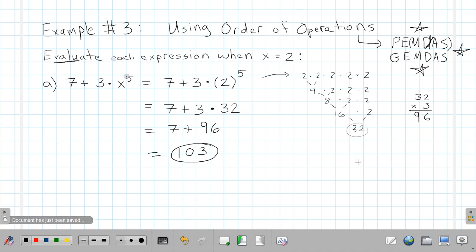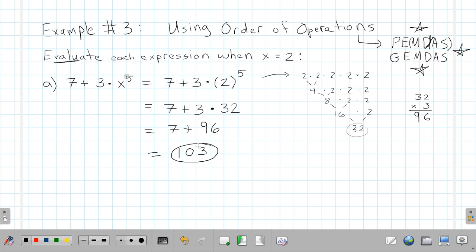And like I said, if you needed to, you could go off to the side and add that out, or like I said, double check yourself on a calculator. But that's really all you have to do. If you're given an expression and it's got a variable in it and they tell you what that variable is, you just plug it in and do order of operations.